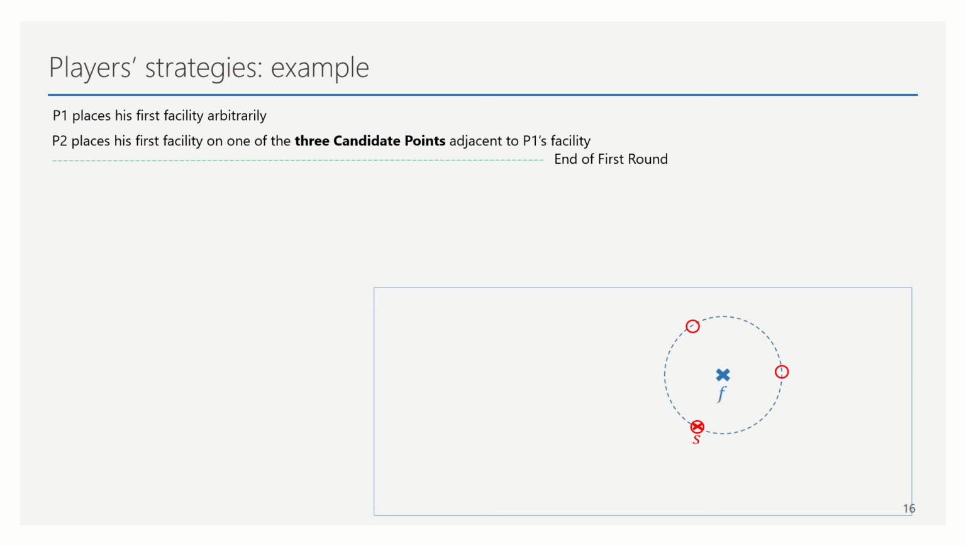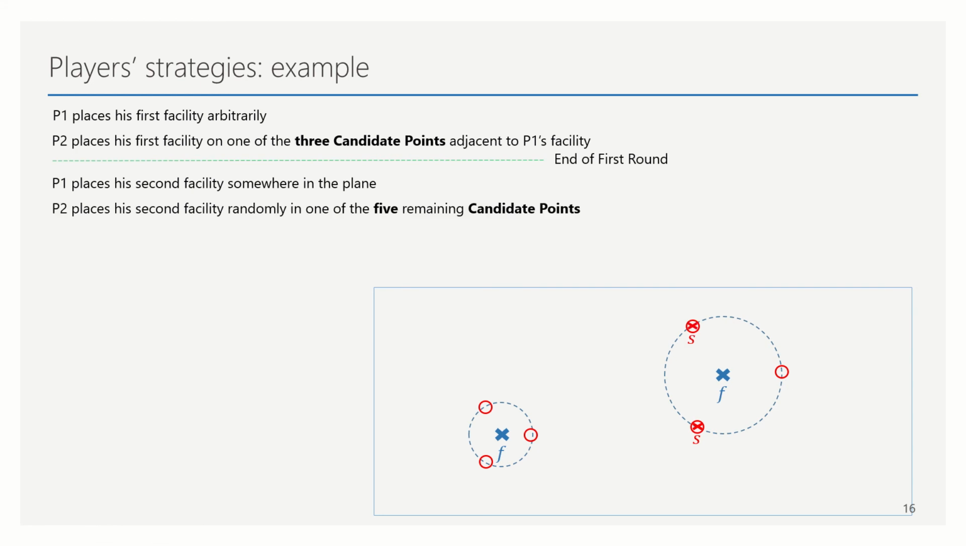It's P1's turn to place his second facility. P2 follows the strategy and determines 3 new candidate points with the specified property. Now P2 selects uniformly at random one of 5 free candidate points, for example, here, here, here, here, and here, and places his second facility on it. Here, for example, his second facility here. Here the game is finished.